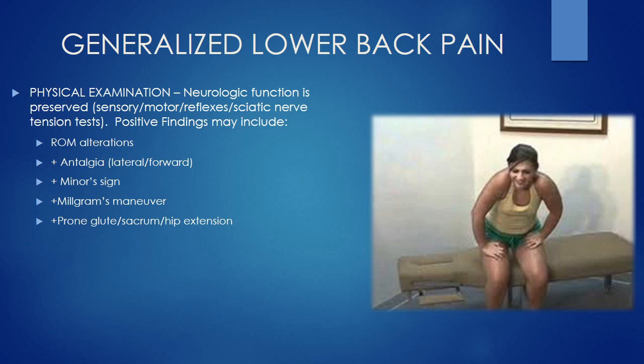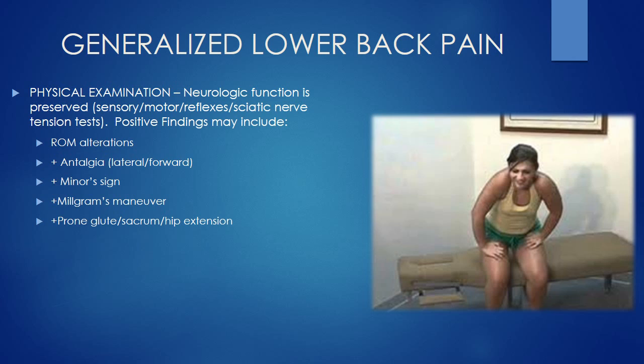Now, the Minor sign should also be repeatedly positive. In other words, you should be able to observe that each time the examinee moves from sitting to standing, they require the use of their hands to push off of their thighs to transition their movements. Similarly, the examinee who demonstrates a positive Minor sign would also be unable to perform a repetitive squat maneuver.